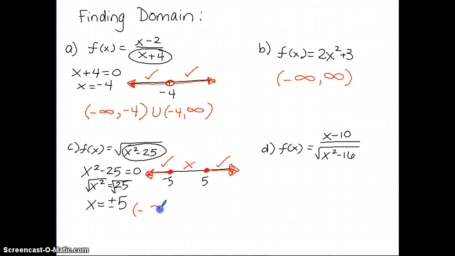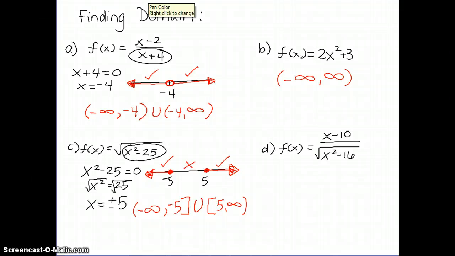The first one goes from -infinity to -5, including -5, so I use the bracket, in union with +5 to infinity, and once again, the +5 is included.